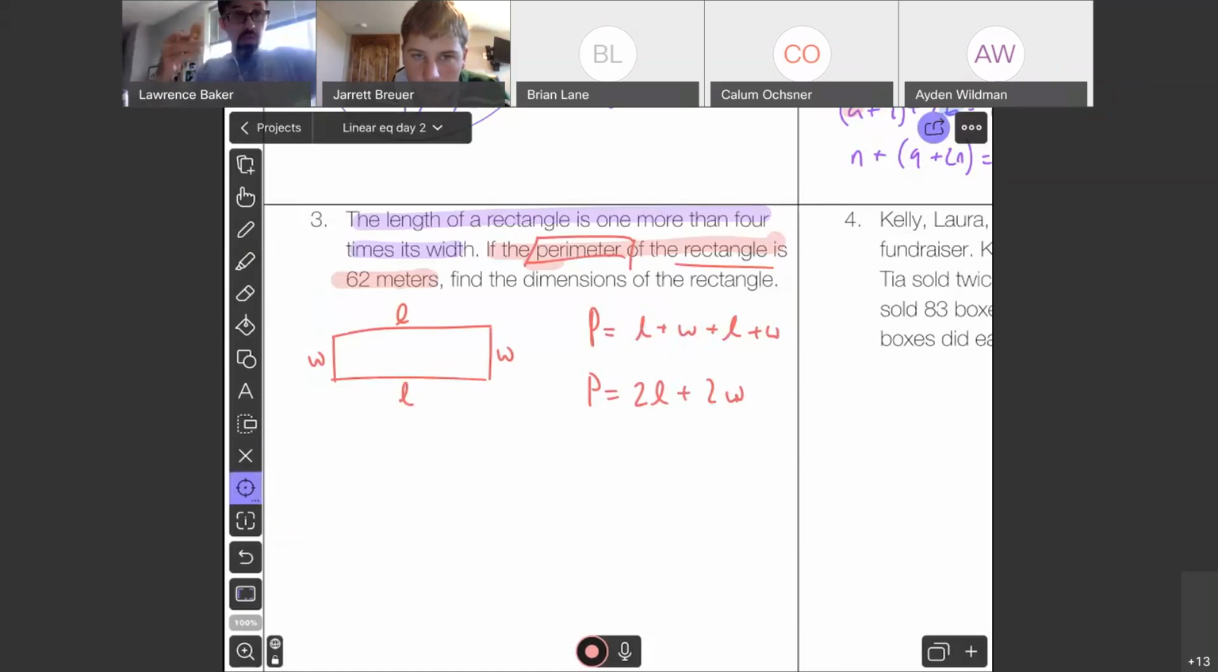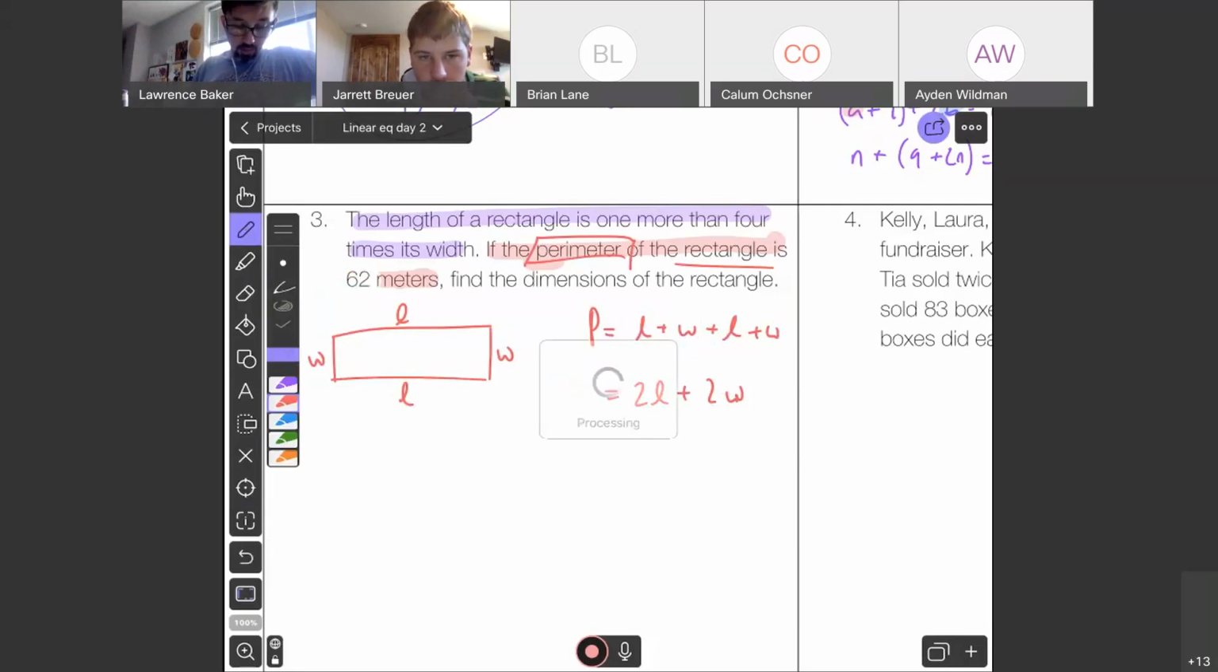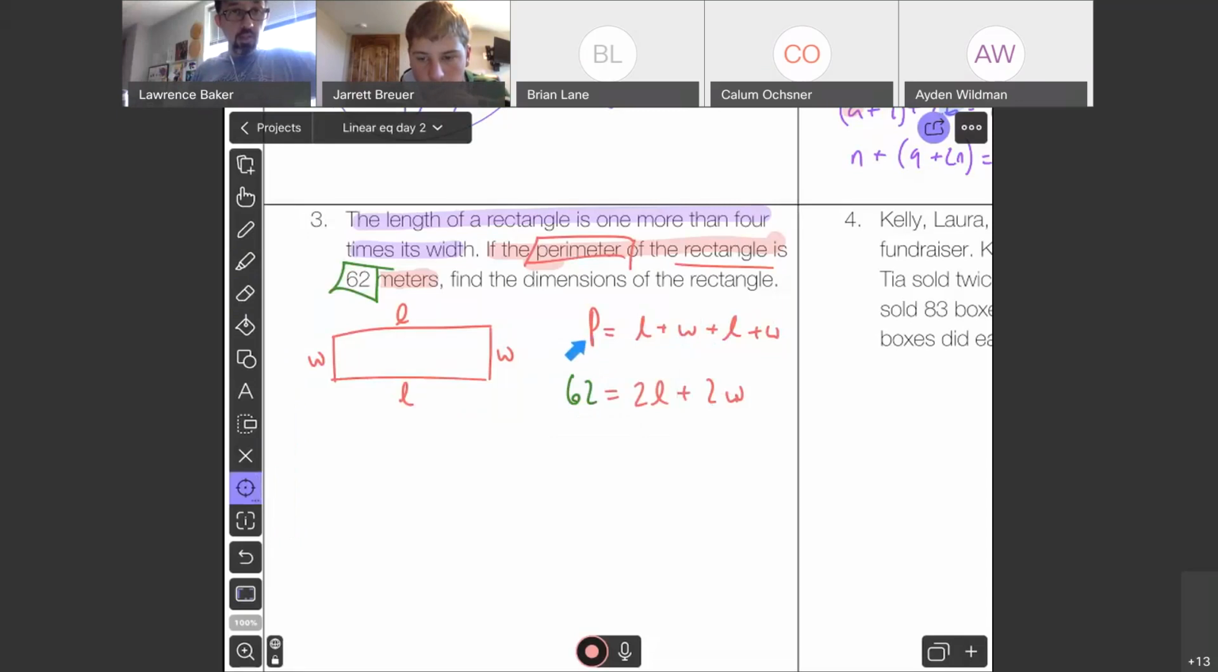So we had to generate that or remember that. But they also tell us what the perimeter is equal to. Perimeter is 62. So I can put that in. I don't need this P. I know that the perimeter is 62. I don't need another variable. I don't know what L is. I don't know what W is. That's my job, to find W and L. So there's the second sentence. That's how we've made sense of it. Now what about that first sentence? The length of the rectangle.